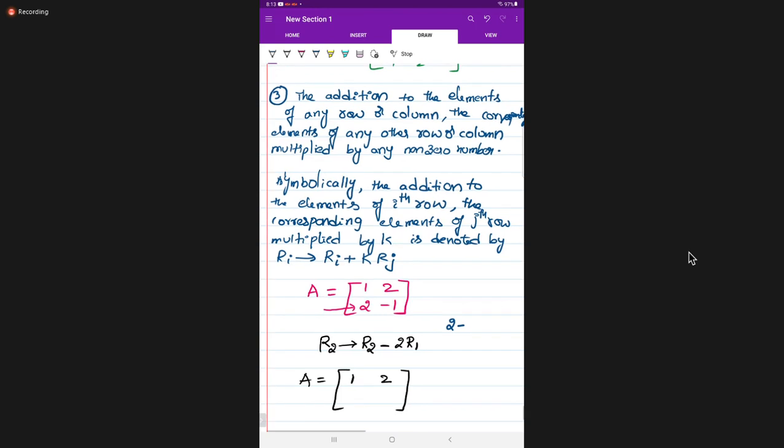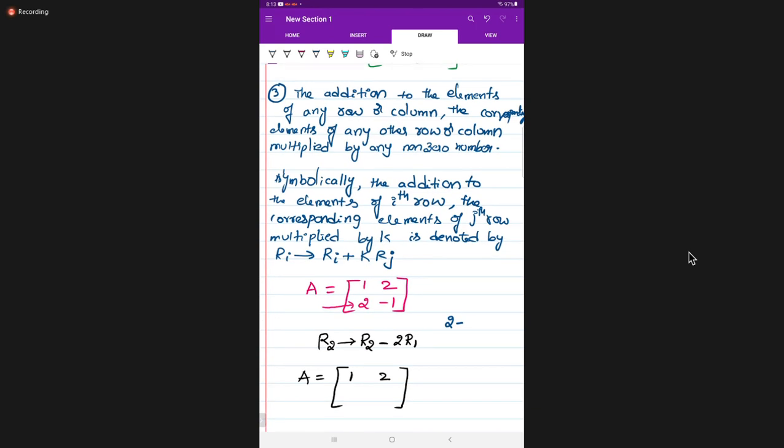So first row elements write as it is. Second row first element is 2. Listen carefully. This is 2 minus 2 into what is the upper element? R1's upper element is 1. 2 minus 2 is 0. Next, the second row first element is completed.